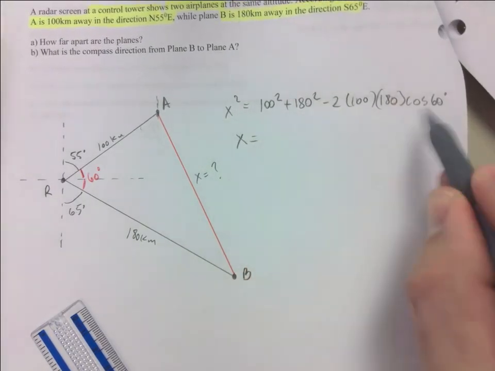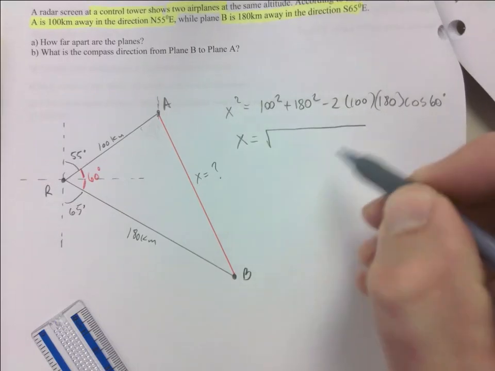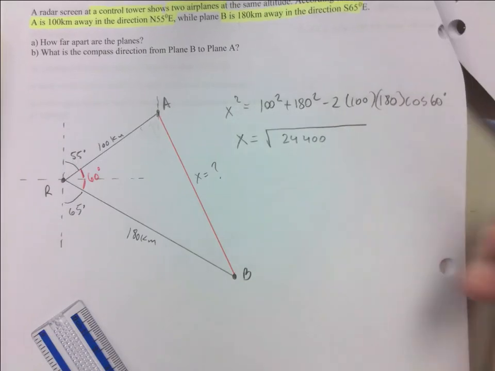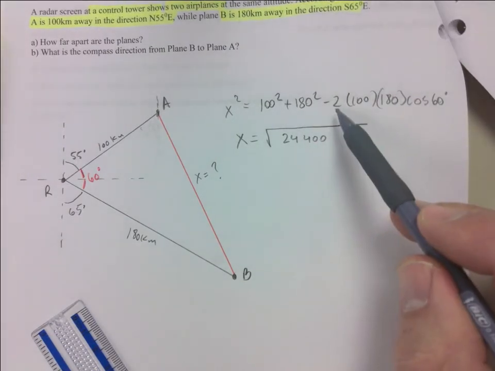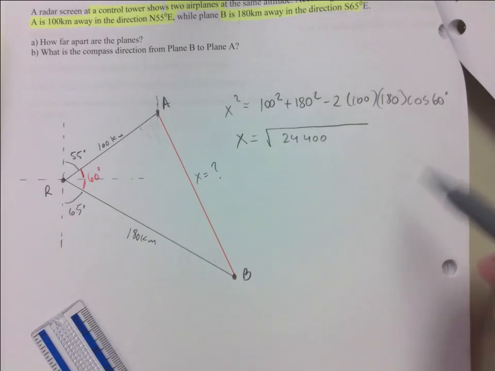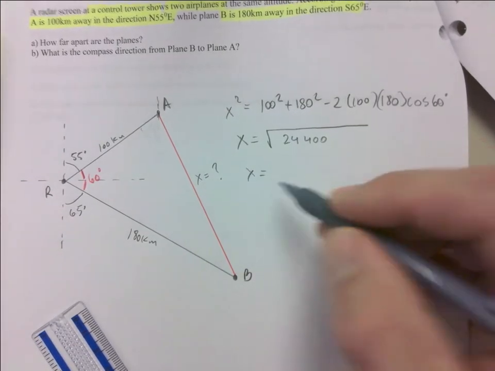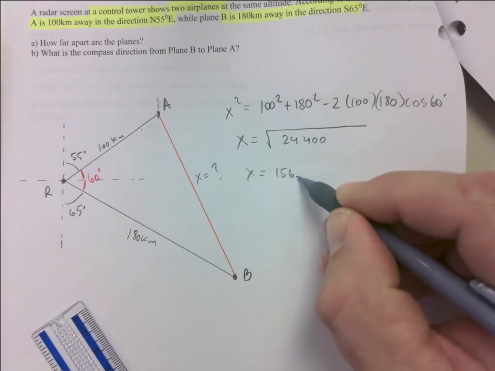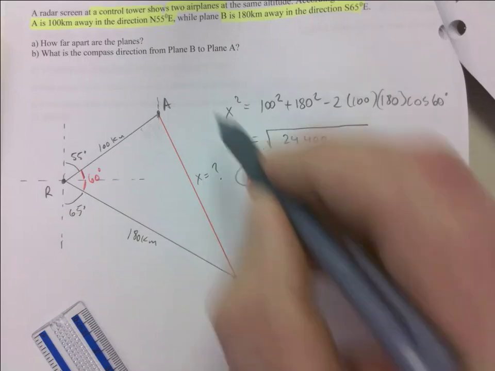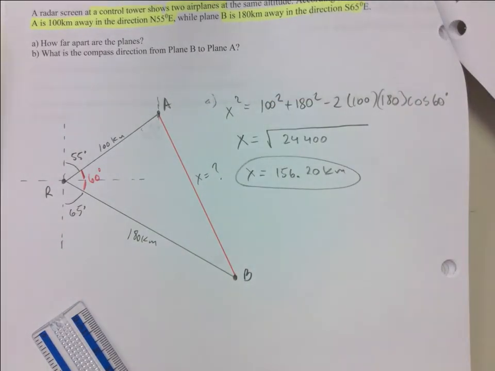You type all of this into your calculator, you get 24,400. And remember, if these numbers are big to begin with, you're going to get a really big number inside the root, but our calculators can handle just about anything, okay? If you take the root, it's 156.20 kilometers, and there you have it. That answers A, right? This part right here.